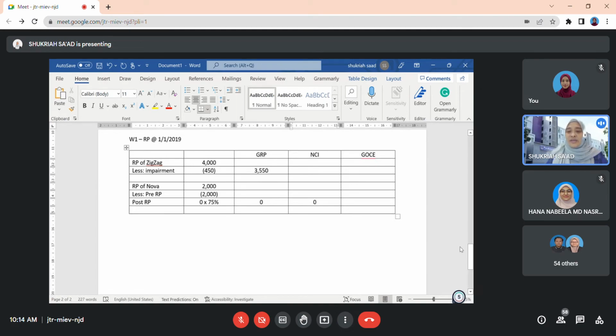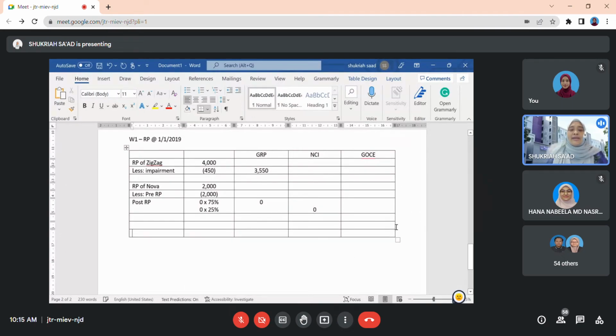Okay. Dekat sini 25%. Saya buat working kat sini lah. Kosong kali 25%, untuk dia punya post NCI. So, kosong. Okay. Tak pun tak apa. Next. Dah habis dah retain profit.